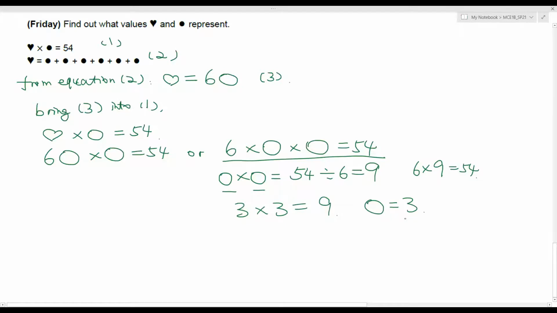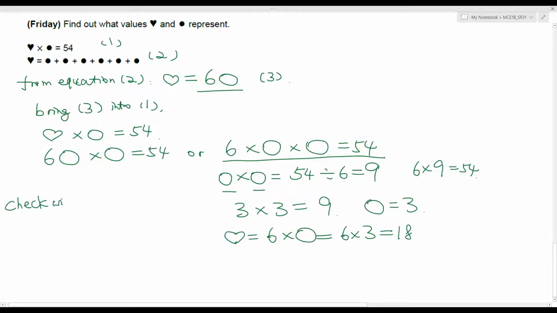What about heart? I think I did 9 plus 9 equals 18. Okay, so heart is 6 times circle, right? You said heart is 6 times circle. That would be 6 times 3 equals 18. Now how do we check? We can use equation 2 to figure out heart.